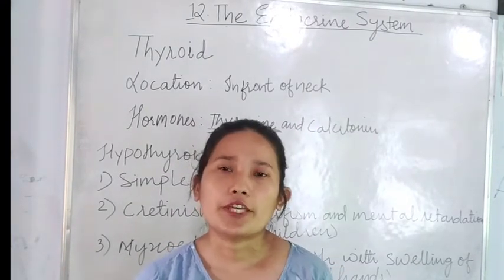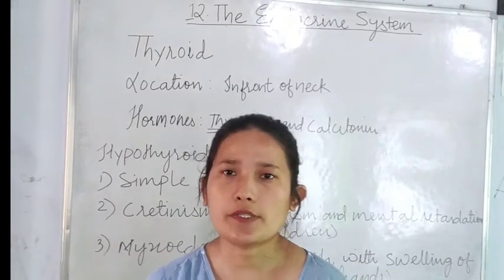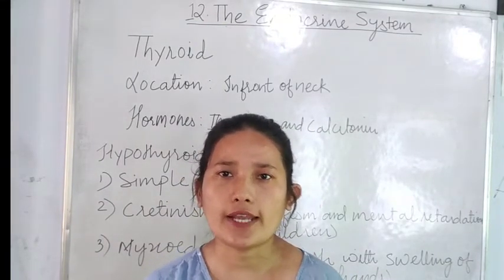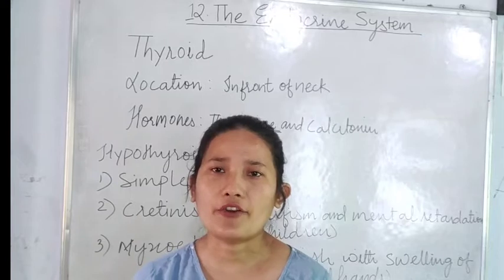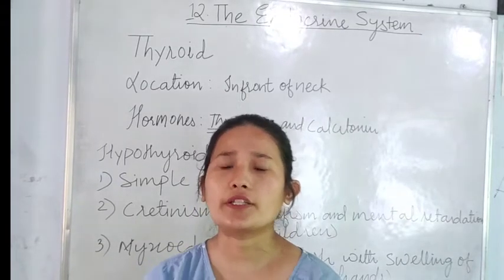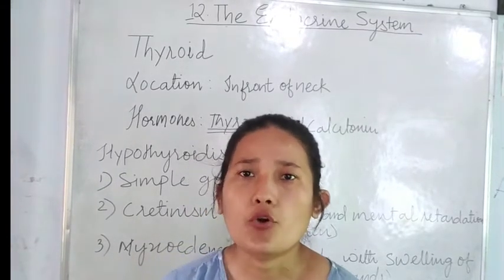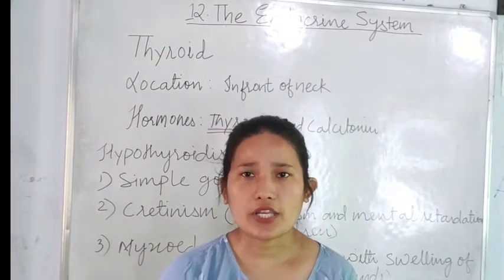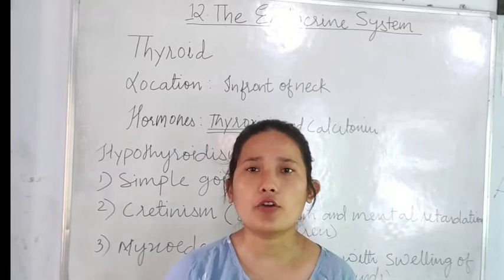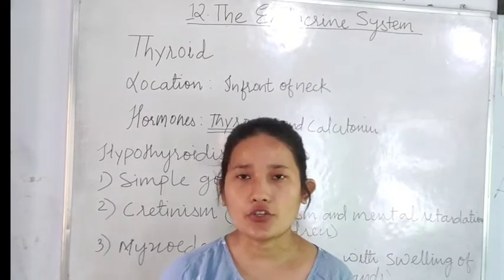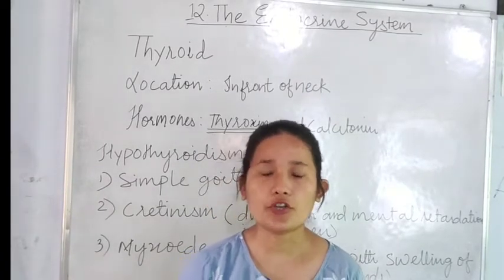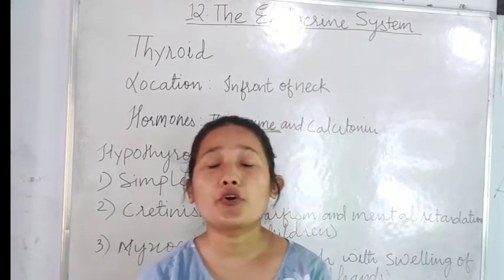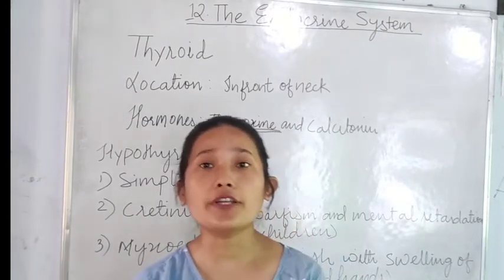Okay, since your syllabus consists of 4 endocrine glands, those are your thyroid gland, adrenal gland, pancreas and pituitary gland. We have already completed adrenal gland and pancreas. Today we will be carrying on with thyroid gland and your pituitary gland. Okay, first let us go in detail about thyroid gland.